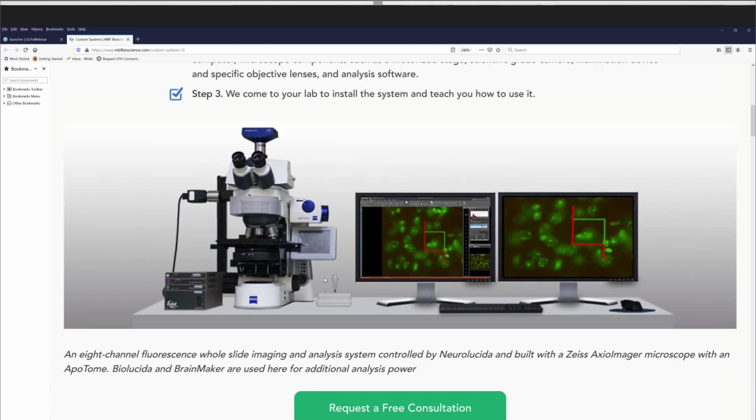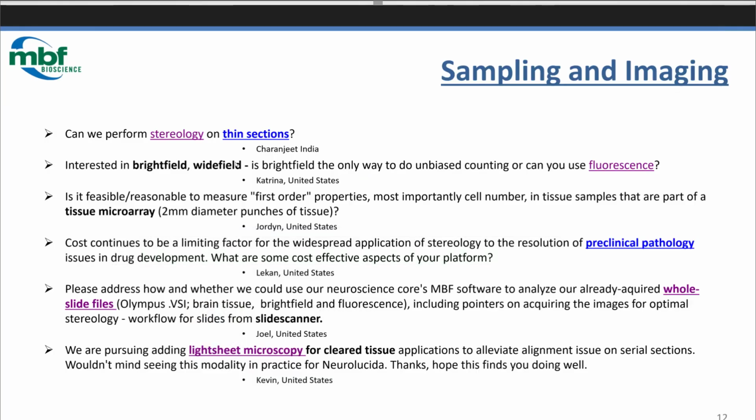There's a wide field fluorescent light source, and up here on the screen we can see that yes, we can use fluorescence to estimate the number of cells or do any of the probes. There's structured illumination here, and we also work with confocals. So the answer to that is yes, we can use fluorescence, we can use wide field, apotome, or confocal.